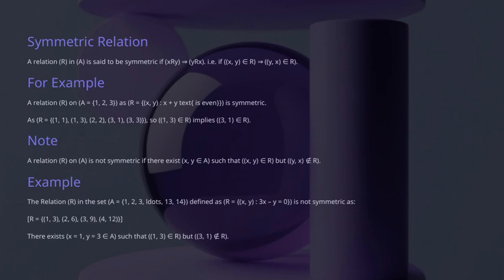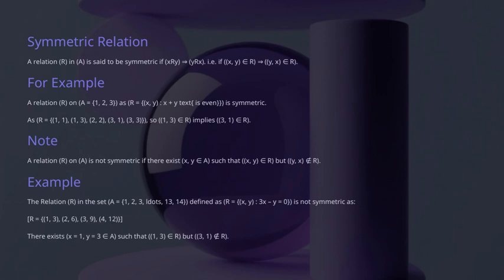to be symmetric. For example, consider a relation R on A equals {1, 2, 3}, where R is defined as the set of pairs x, y such that x plus y is even. This relation is symmetric because if x, y is in R, then y, x will also be in R due to the commutative nature of addition.